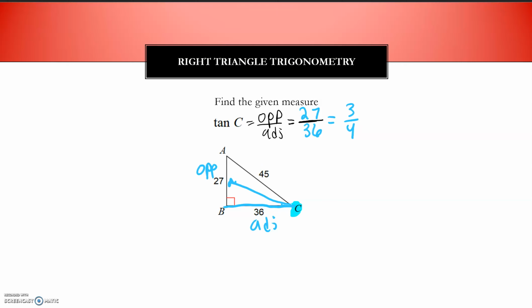And the answer is 3/4. Again, if you left 27 over 36, remember to reduce. Tangent is opposite over adjacent. 27 is opposite. 36 is adjacent because it's next to C, but it is not the hypotenuse. We put that together and we get 3/4. Again, that's the same as tangent of Z from the sample problem at the beginning, because again, C and Z in both of these examples, actually all three of the examples, are the same angle. All right?